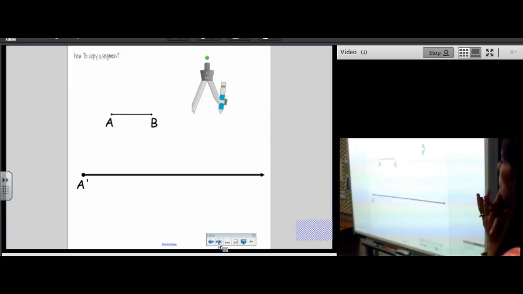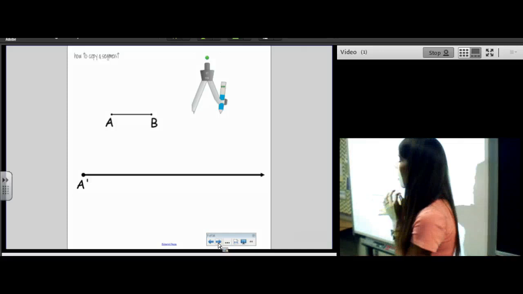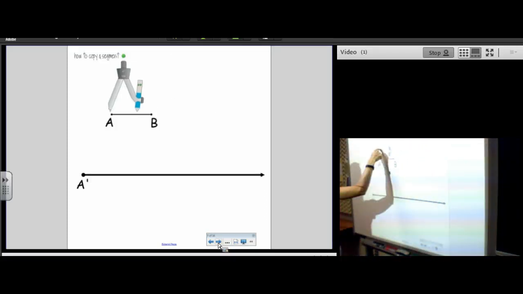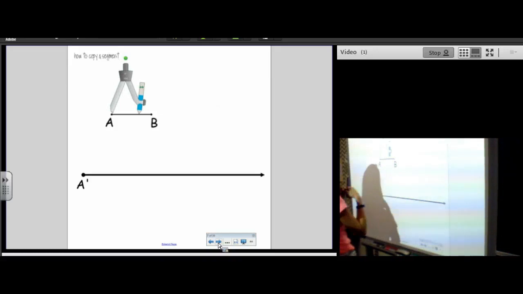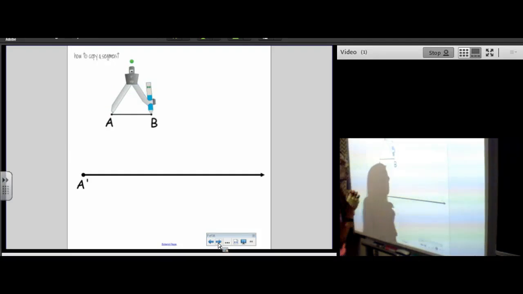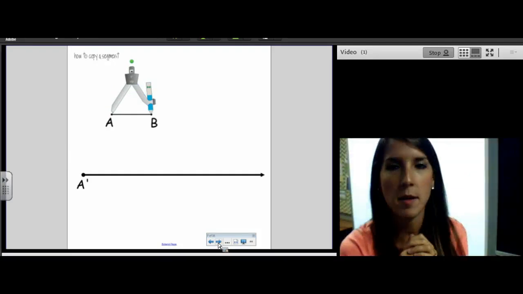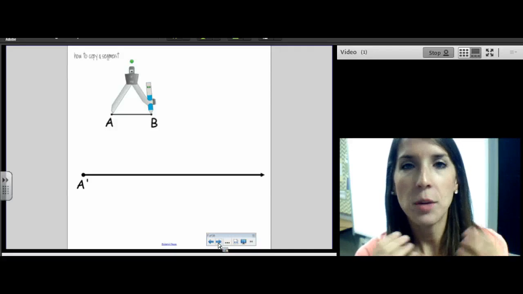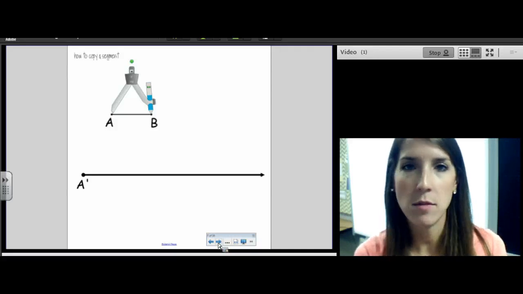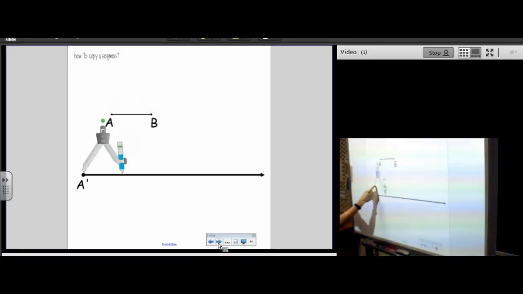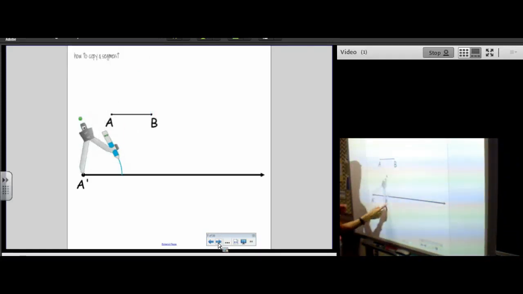So, if I want to copy segment AB onto this ray down here, what I would do is take my compass, put the needle on one end point and my pencil on the other end point. That is how long my segment is. To preserve that length, I don't want my compass to move at all. So I take my compass, I put the needle on the end point of the ray, and I simply make an arc.